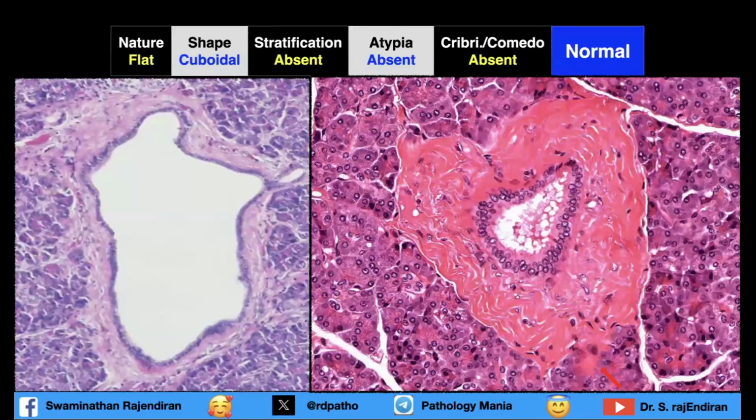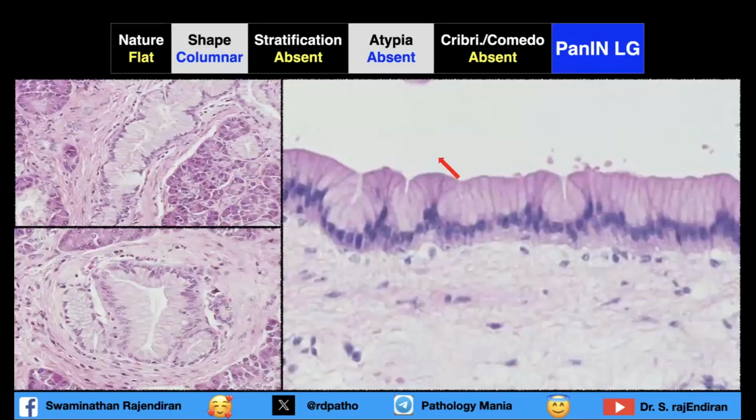You see the picture. So these are two normal pancreatic ducts. This is more like an intralobular duct, and this is interlobular. You can see flat lining epithelium, cuboidal cells without stratification or atypia. So this is normal. Here they become columnar, okay? But there is no atypia. It looks normal, and focally it is stratified. And so this is PanIN low grade, okay?